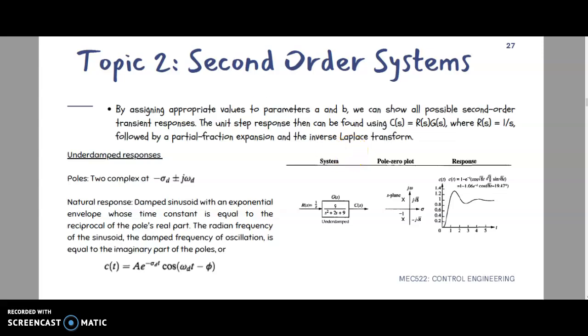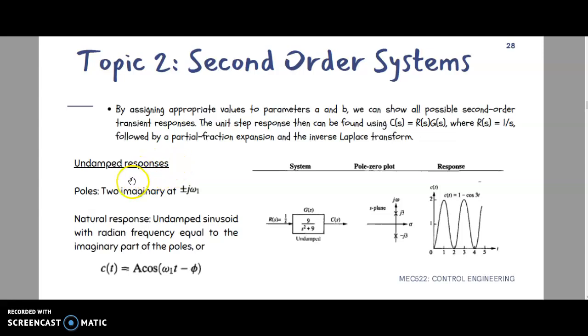Number 3 is the undamped response. What is the condition of the poles? There are two poles on the imaginary axis, plus minus j omega 1. This is what we call undamped. You can see the graph, a consistent oscillation. Here there is no s term, only s square plus 9. You get the response from partial fraction and then inverse Laplace.